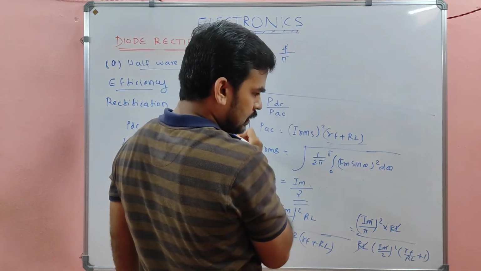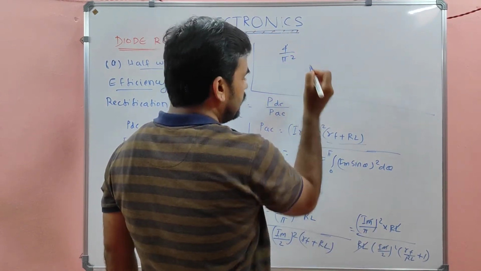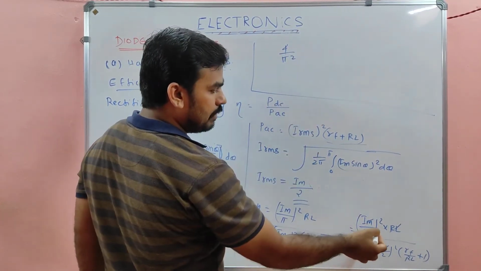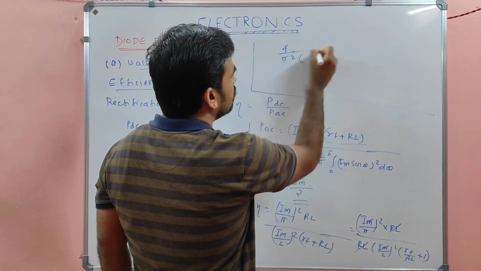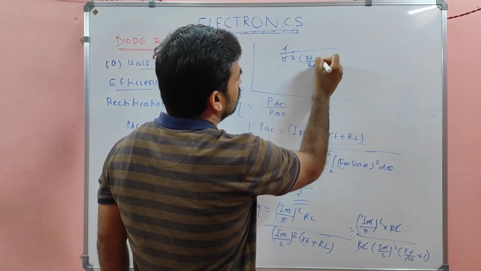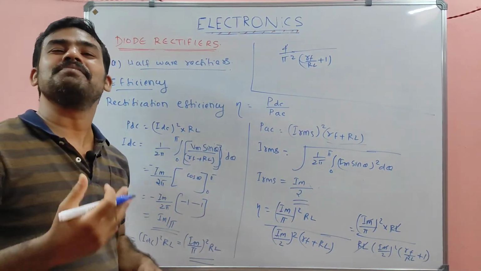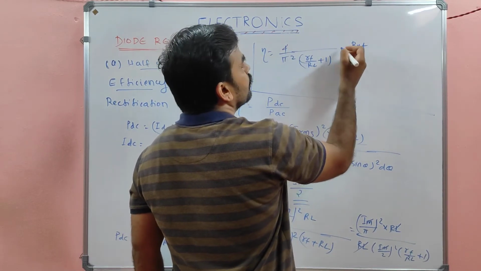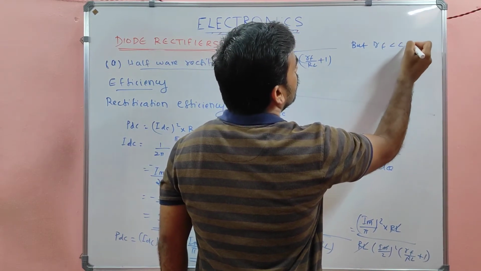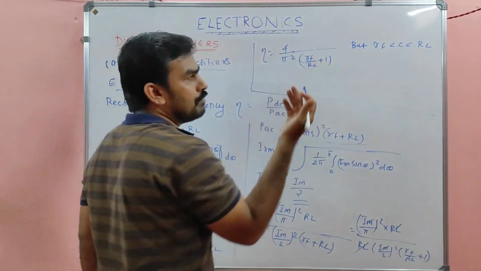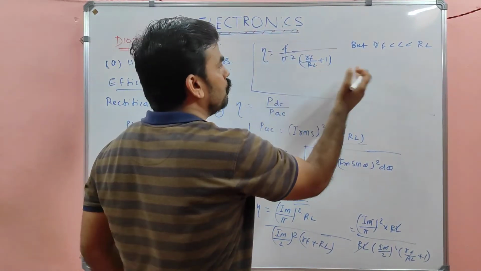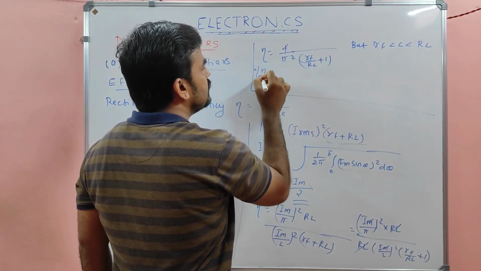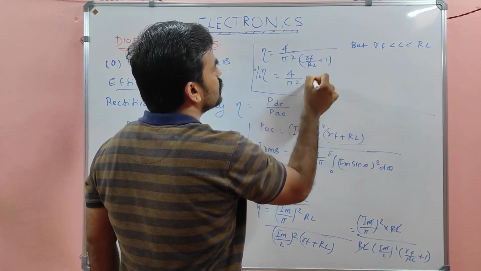It is 4 by pi square, because this 2 square goes out, so it will be 4 divided by pi square. And the denominator is nothing but RF by RL plus 1. The value of RF is very, very less than RL, so RF by RL will be very less compared to 1. So this term can be avoided. So percentage efficiency is approximately 4 by pi square into 100.